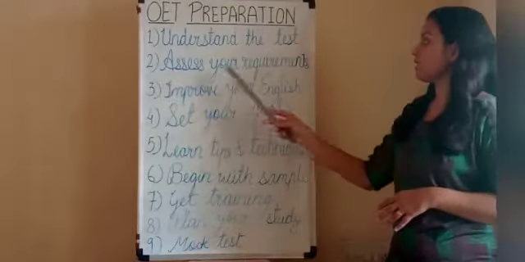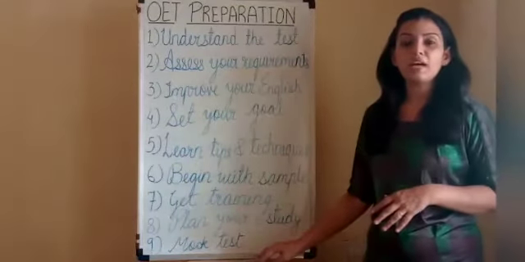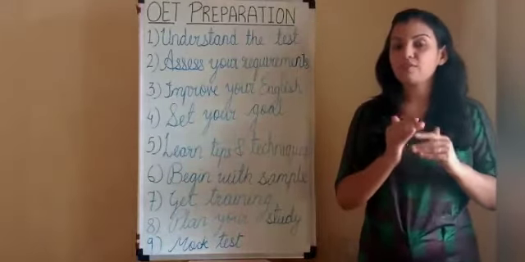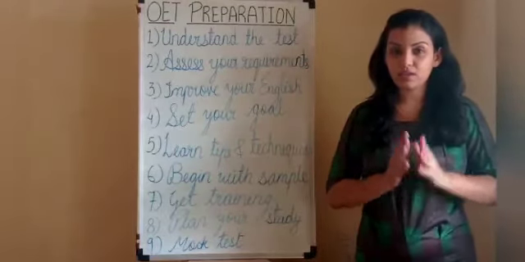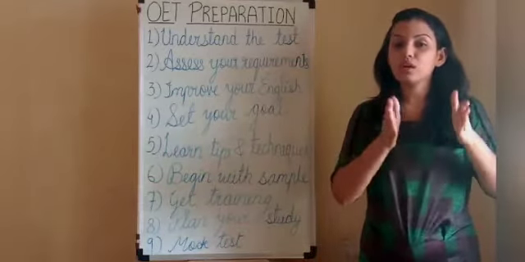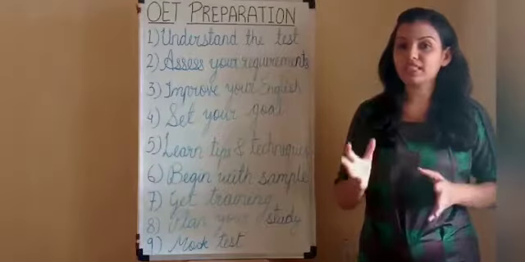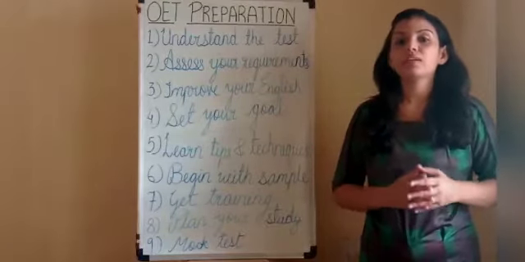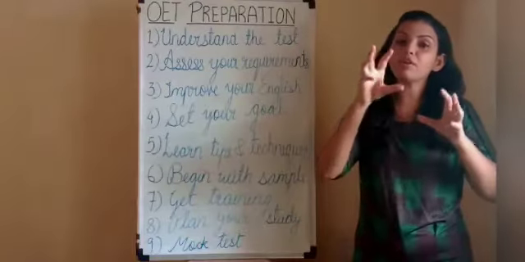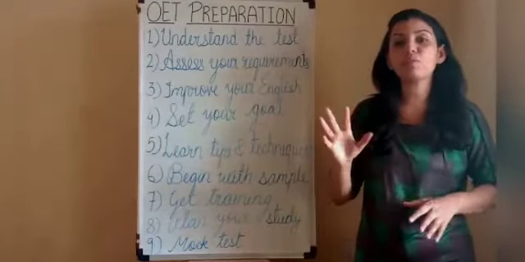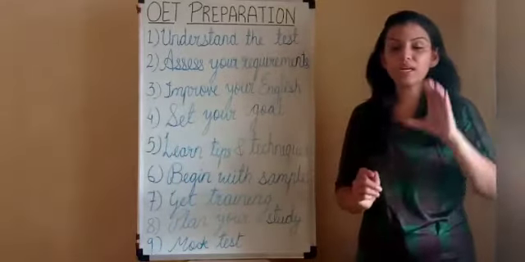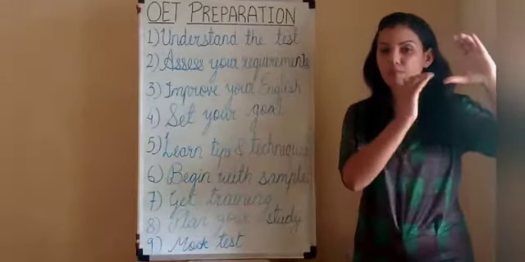Number two is assess your requirements. I mean to say requirements is what your desired goal is. For example, if your desired goal is B, you should be aware of that particular goal as per the country that you are selecting to migrate to. Requirements also means the requirement of that particular band score. Suppose you want to score B, how is it different from A and C? So what is the exact requirement of band B?